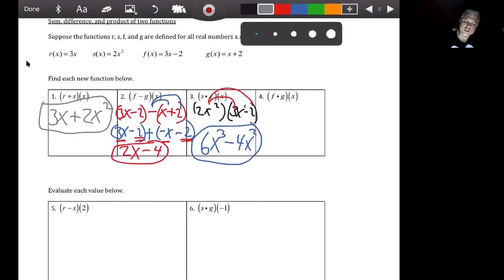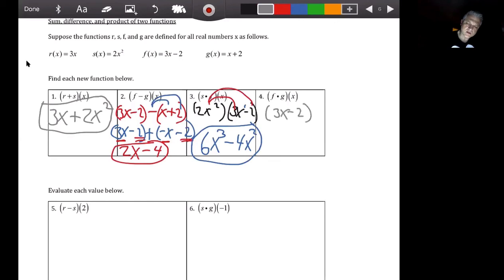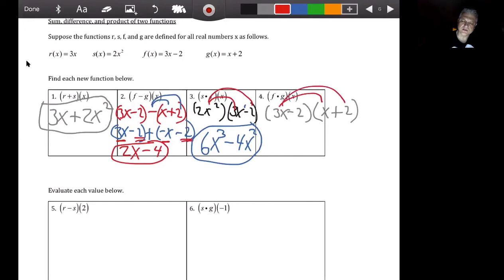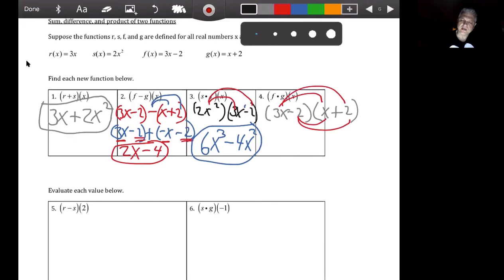Finally, f times g of x. So we take f of x. Again, it's a binomial, so I'm going to keep it in parentheses: 3x minus 2, times g of x, which is going to be x plus 2. Okie dokie. So here, hopefully, you can realize that we are going to distribute the 3x and the minus 2. This was the foiling that we did a while ago. So 3x times x.